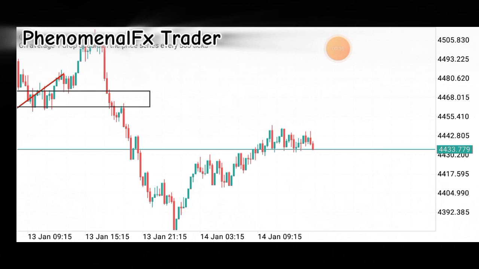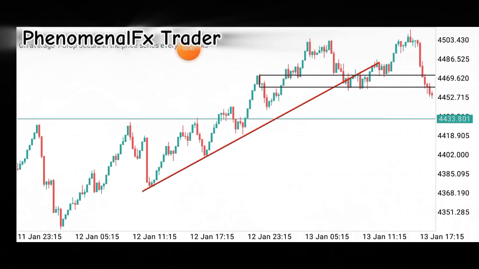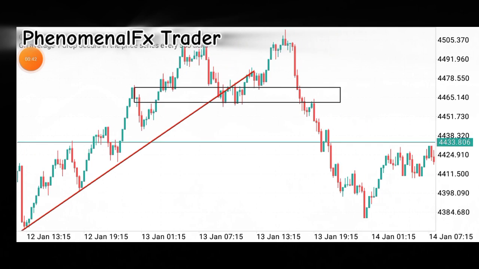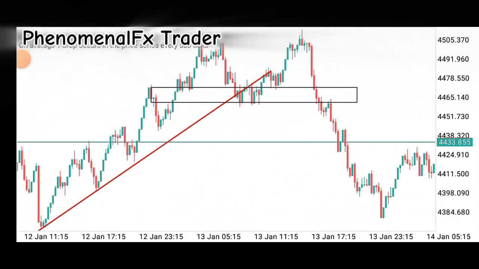For example, right here you can see this. The first thing you need to do is to identify the trend of the market. You see the market has been buying previously. Let me get the arrow line tool. You can see the higher highs and the higher lows, and all you need to do is just put a trend line and you wait for a breakout.